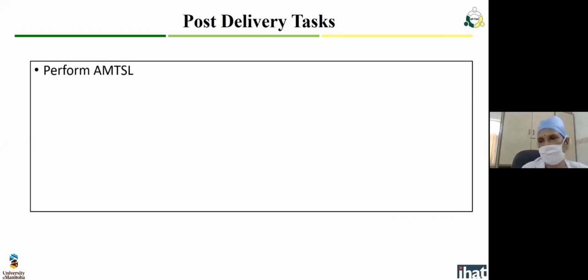After delivery of the baby, perform the active management of third stage of labor. I know you know that, because this is prolonged labor and chances of PPH are there. So for the prevention of PPH, you do the active management of third stage of labor after the delivery of the baby. You give 10 units of oxytocin intramuscular, and when the uterus is contracted, then deliver the placenta by the controlled cord traction method.